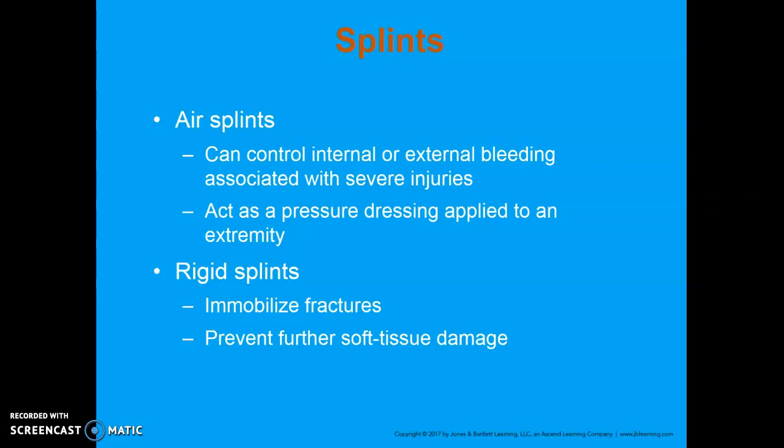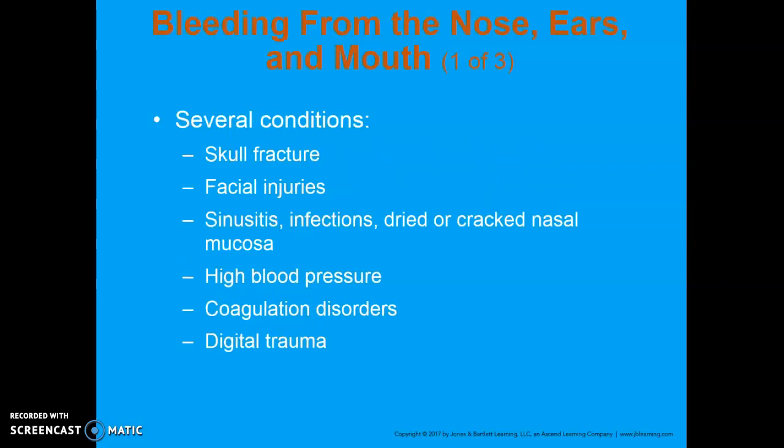For rigid splints, these are going to be more for just immobilizing fractures and reducing pain. It does prevent further damage to soft tissue injuries because those bone ends are no longer cutting around in there. And remember, whenever we apply a splint, we check CMS before and after application.